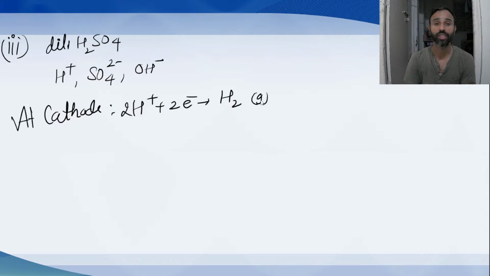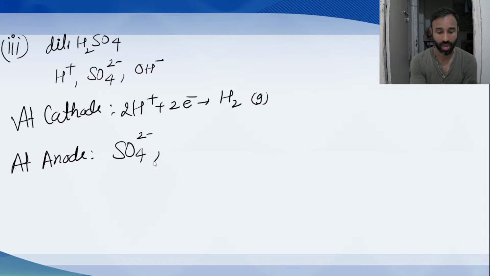Okay, H2 gas. Now at the anode there is a competition. We have sulfate ion and OH negative ion. Out of sulfate ion and OH negative ion, one will lose electrons. The same reaction takes place: 4OH negative gives 2H2O plus O2 plus 4 electrons.